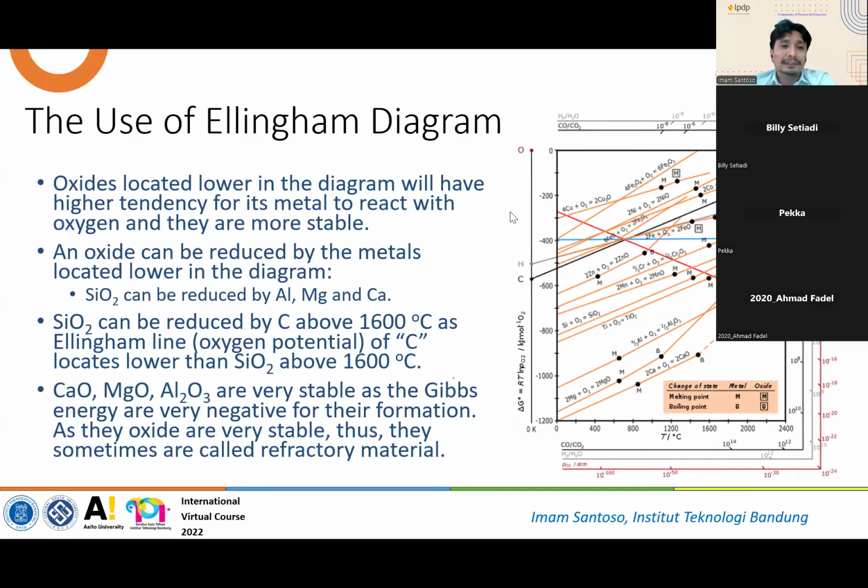Next. This is very important. Oxide located lower in the diagram will have a higher tendency for its metal to react with oxygen, and they are more stable. Sorry, the oxide located lower in the diagram has a stability higher than above.